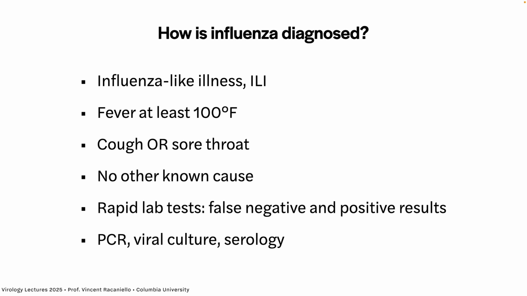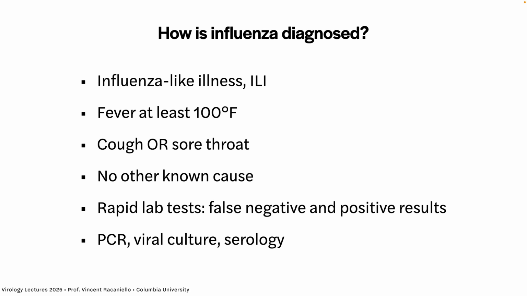How do we diagnose it? The first is by what we call influenza-like illness: fever of at least 100 degrees, cough or sore throat, and no other known cause. We now have a flu-COVID rapid antigen test, because those are two very common viruses to find in the respiratory season. And we can use that to know what you have there.